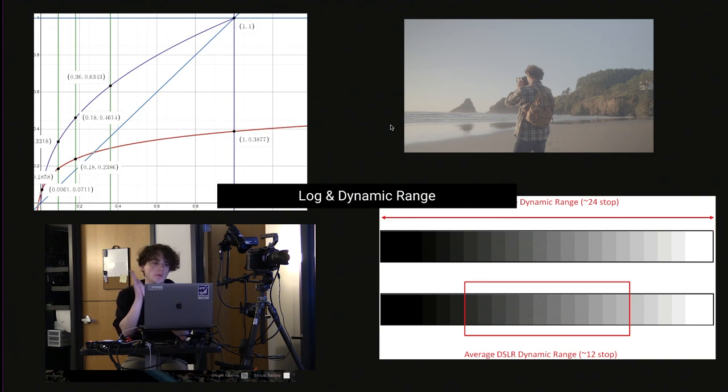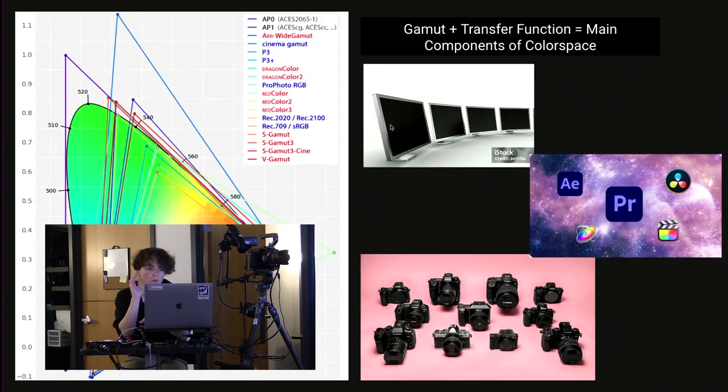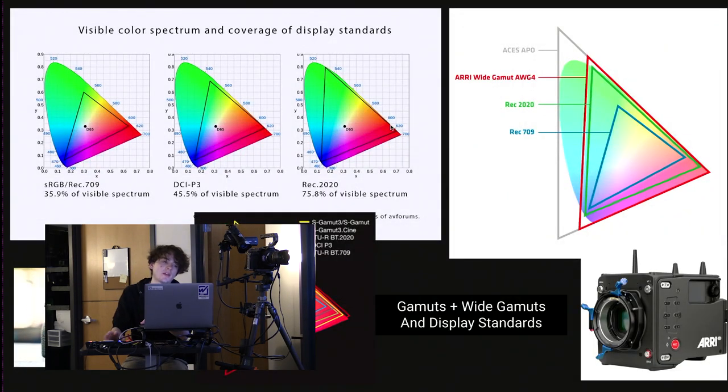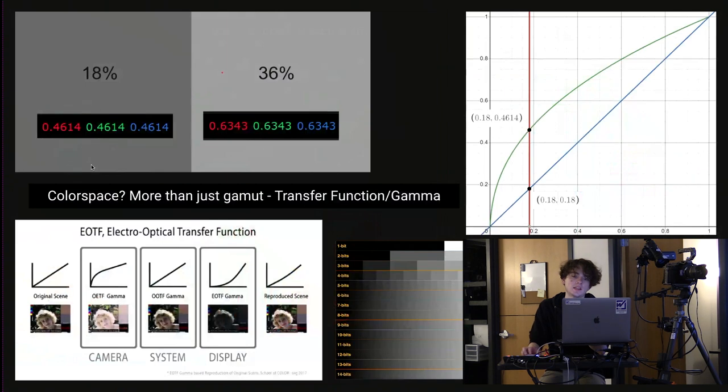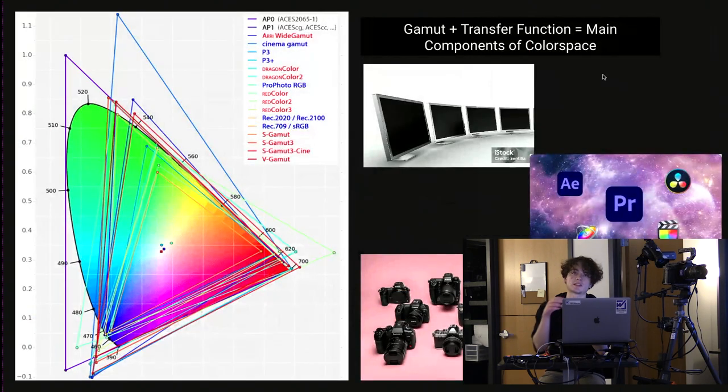So we've talked about sRGB and Rec. 709. We've talked about how they have that same gamut, that same triangle. And so they have the same gamut, but they're separate color spaces. And the reason for that is because they have different gammas, which means that the way they think about brightness is different. So Rec. 709 is the standard for television.